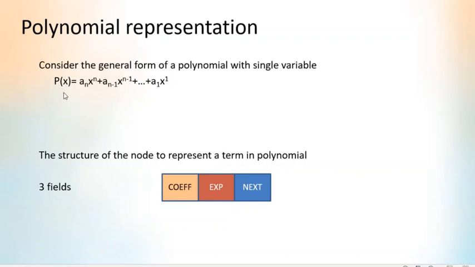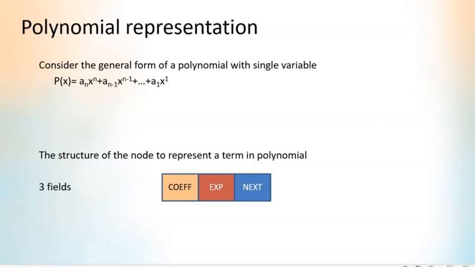So this is a polynomial p of x. P of x can be generally written in this form. This an is the coefficient and this n is the exponent. An minus 1 is the coefficient, this n minus 1 is the exponent, etc. A1 is the coefficient and this 1 is the exponent. So this particular form is a general representation of a polynomial. So you can generally represent a polynomial like this.